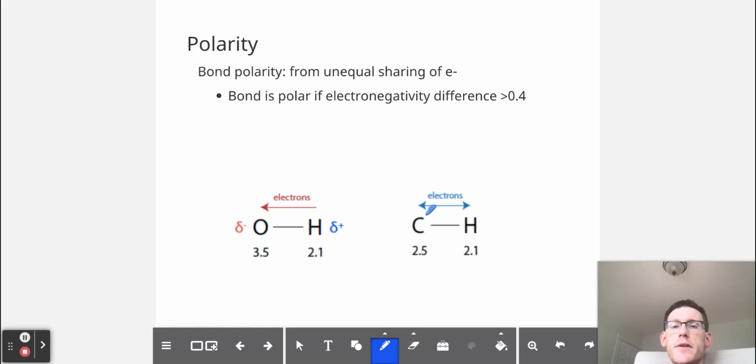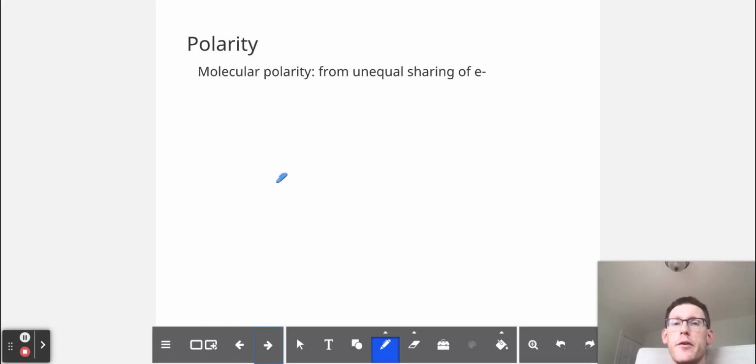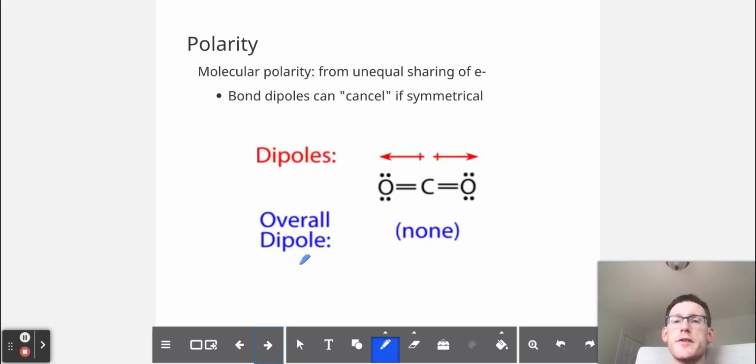If the electronegativity difference is 0.4 or less, there isn't enough polarity to really make the bond polar. So a carbon-hydrogen bond is essentially nonpolar. Next, we have molecular polarity, which also results from an unequal sharing of electrons. The important thing to understand here is that bond dipoles can cancel each other out if you have symmetry.